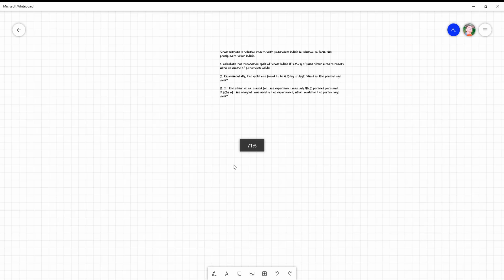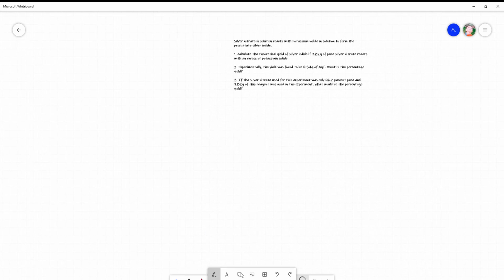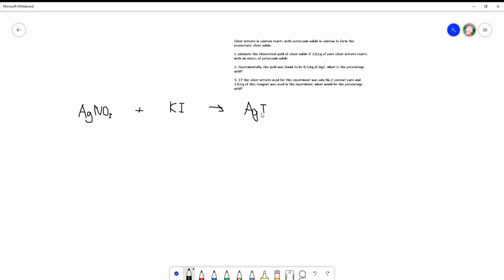So to start, we must first make a balanced chemical equation. So we can start with silver nitrate, AgNO3, plus potassium iodide reacts to produce silver iodide and potassium nitrate. And we know this chemical equation is balanced because on both sides, they have the same amount of atoms for each type of element.